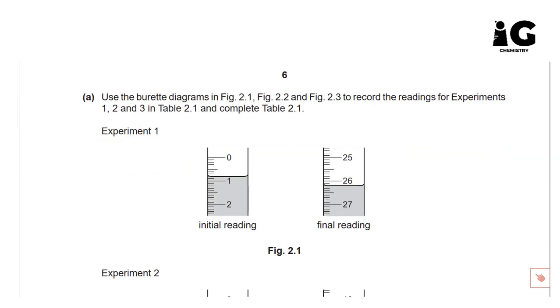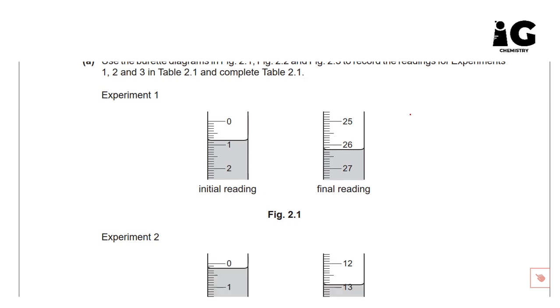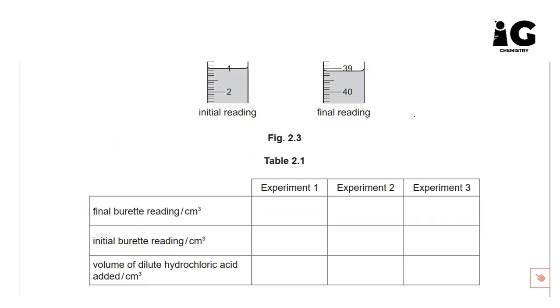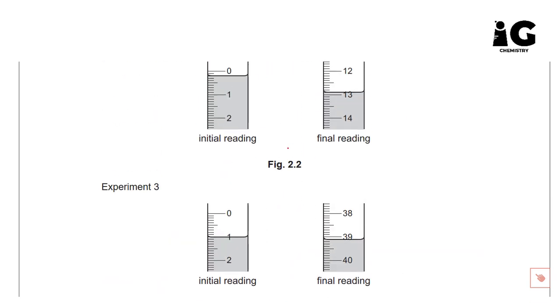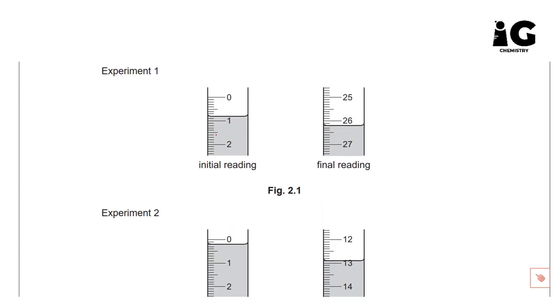So letter A, use the burette diagram in figure 2.1, figure 2.2. For experiment one, we need to record the reading for the burettes. Here we have a table. I think it's easy for everyone, but please take care during your reading for the values. Try to get the correct value, please guys, with no mistakes.